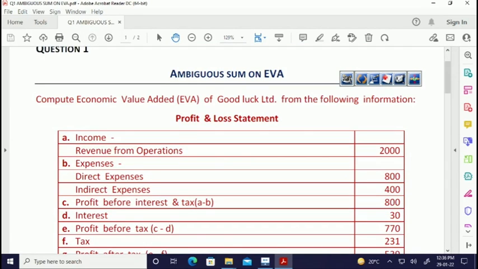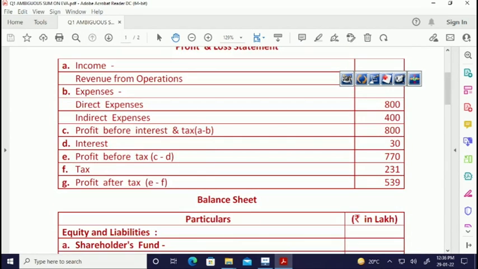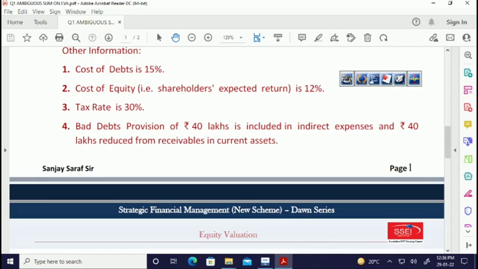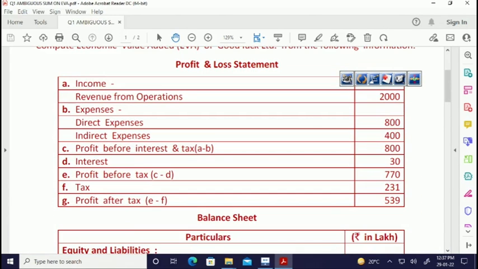So in this sum, calculate EVA. They have calculated EVA as EBIT, the 800 minus the tax amount 231. Whereas we do 800 into 1 minus T, but they have done 800 minus 231. In fact, in adjustment number 4, it's given bad debt provision of 40 lakhs is included in indirect expense and 40 lakhs reduced from receivables. So they have added 40 lakhs because it's non-cash. So 800 plus 40, 840 minus 231. What is it coming to? NOPAT in this sum is 800 plus 40 minus 231, 609.